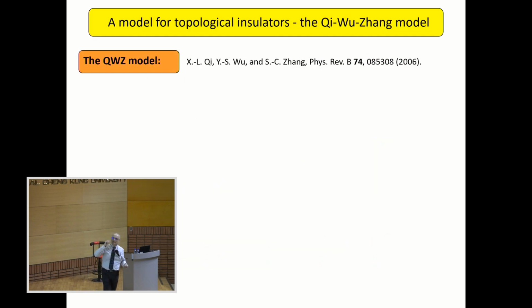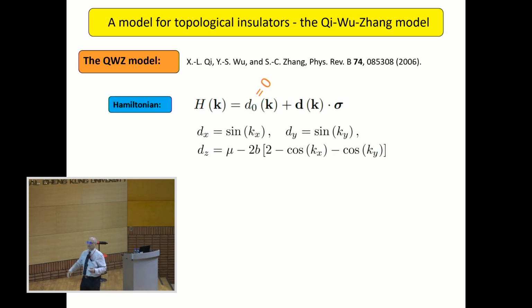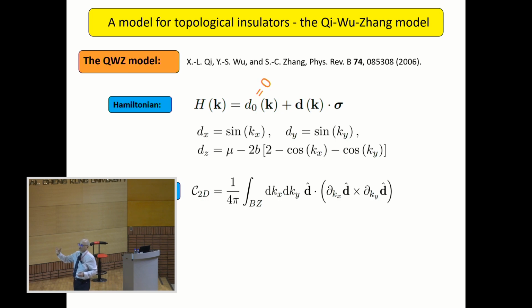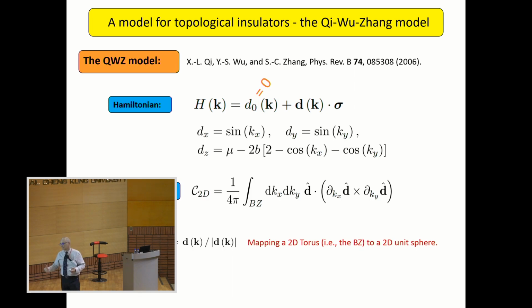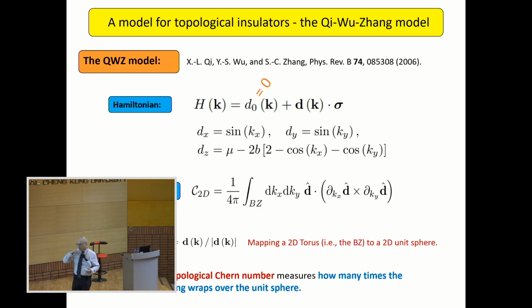This is an example here. This is the QWZ model, which is very popular among many theorists. There is a Hamiltonian here of this form, with a chemical potential here. There is some hopping integral here in momentum space, and then there are Chern numbers that can be computed in terms of these d vectors here. You take this quantity, integrate over the Brillouin zone, and you can get a topological number. And there's a way to map the 2D torus into the 2D unit sphere. And these topological Chern numbers measure how many times the mapping wraps over the unit sphere.